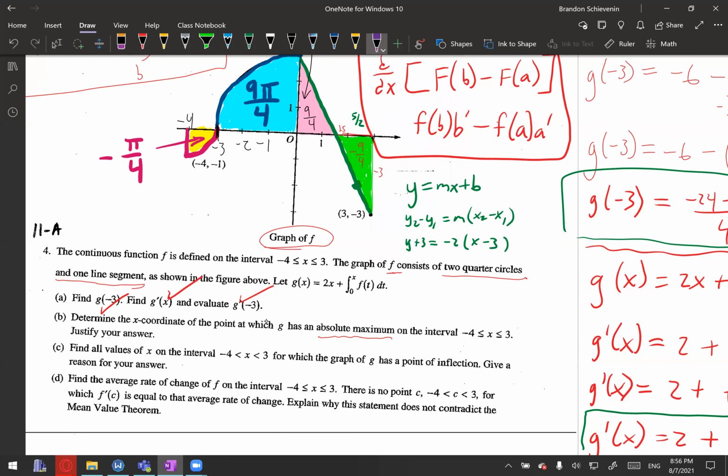Find the slope. Perfect. Average rate of change is a slope. So what they're really looking for is to find the slope between these two purple dots. Okay, so we went from (-4, -1) to (3, -3). How do I find the slope? Okay, copy those points down here really quick.